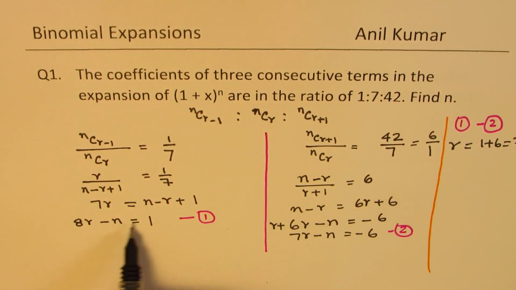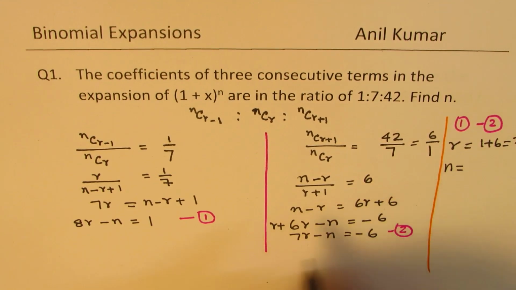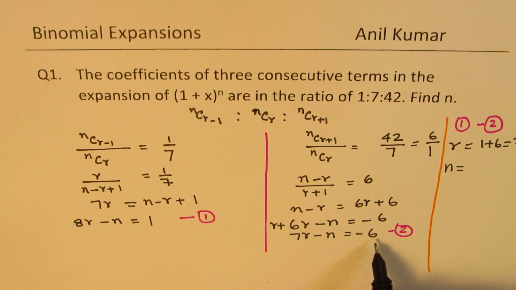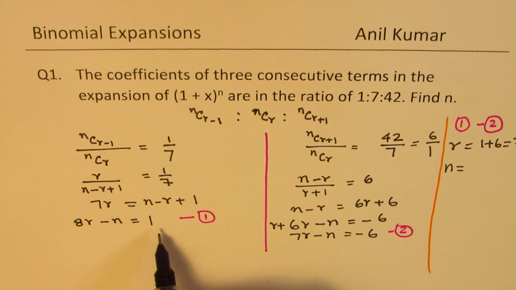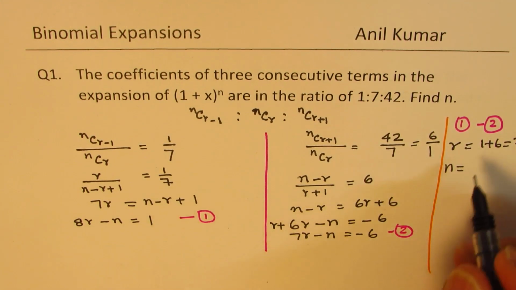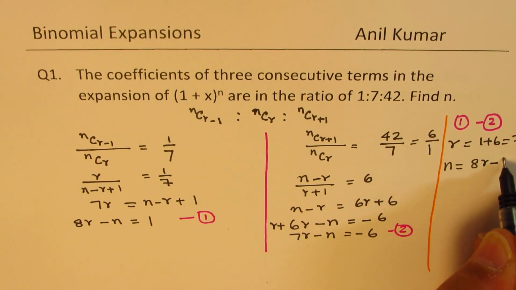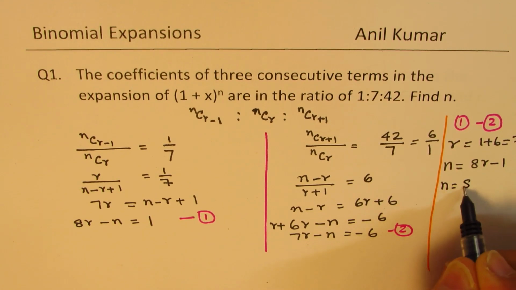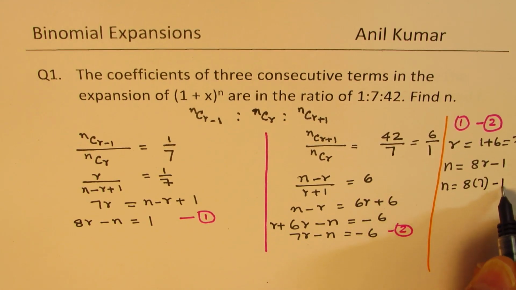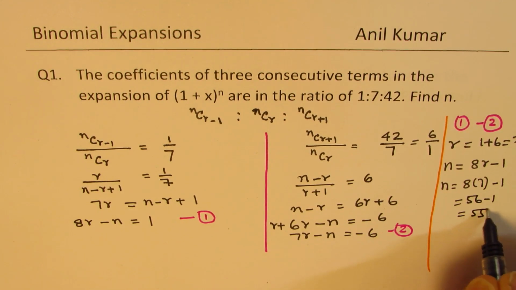Now to find the value of n, we could use any one of these equations. So n is equal to 8r minus 1, 8 times r minus 1. So n is equal to 8 times 7 minus 1, which is 56 minus 1, or 55. Clear?